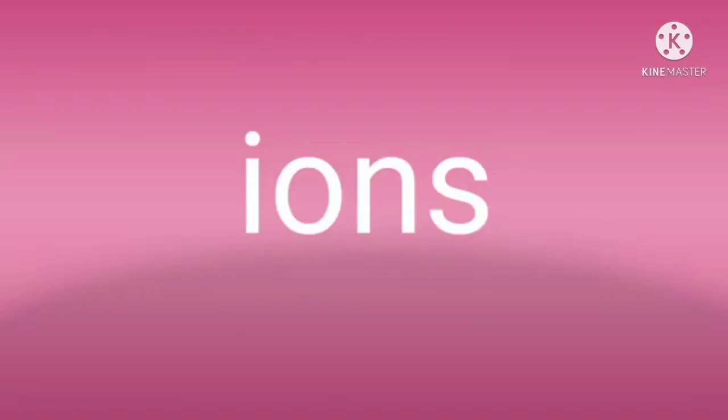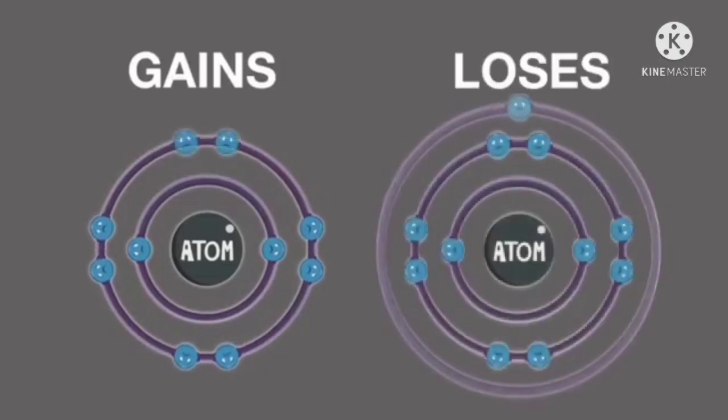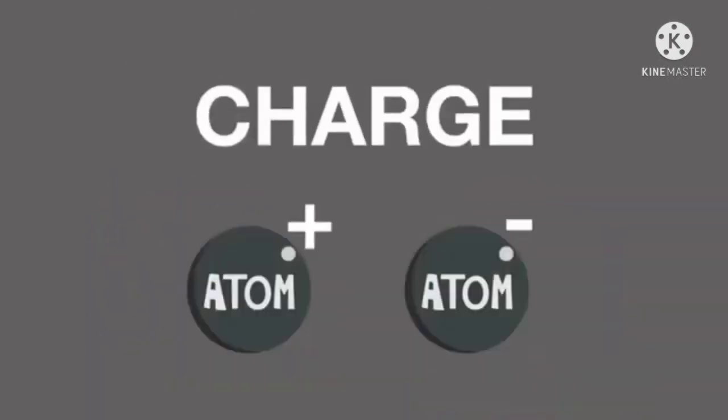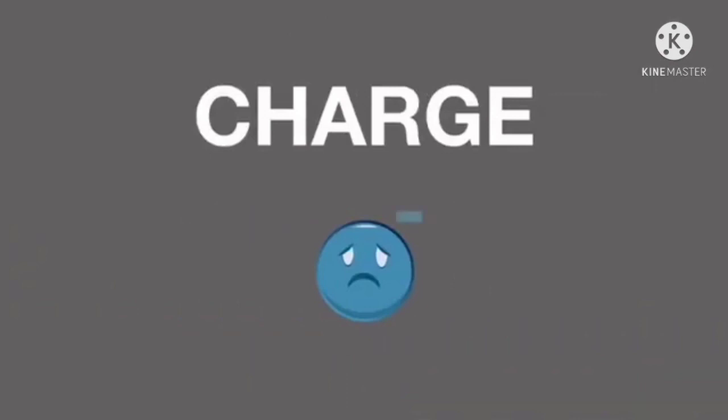Okay, what is an ion? Ions are nothing but an atom that, when it gains or loses electrons in the outermost shell, acquires a charge. Which charge, positive or negative, is based on the electrons. When it gains electrons, it acquires a negative charge, that is, more electrons are there, so the charge of electrons is more, and it acquires a negative charge.